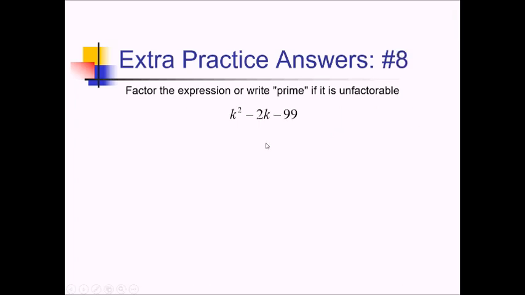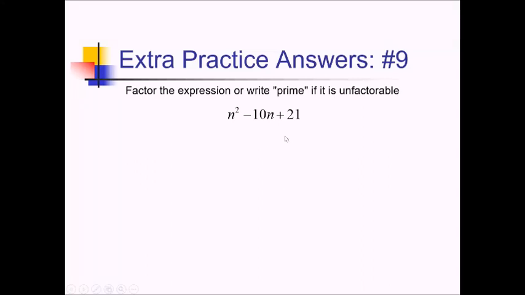To factor this problem, I need factors of -99 that add up to -2. And our factors have opposite signs because this 99 is negative when we multiply. So we've got 1 and 99. No way that's going to add up to 2. How about, let's see here, 3 and 33. Still not even close. 9 and 11. If we had +9 and -11, that adds up to -2. So we'll write k plus 9, k minus 11.